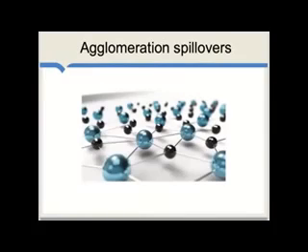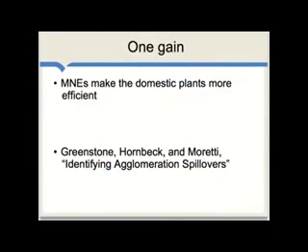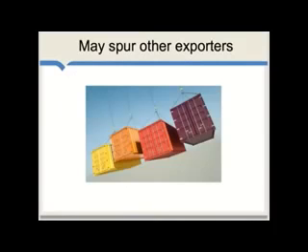But there also seem to be some second-order effects from what are called agglomeration spillovers. That is, having productive multinationals in your country makes it easier for you to create some kind of network where other firms and other workers are more productive as well. One notable gain is that multinationals, or MNEs, seem to make the other domestic plants more efficient. There's a very good paper on that called Identifying Agglomeration Spillovers.